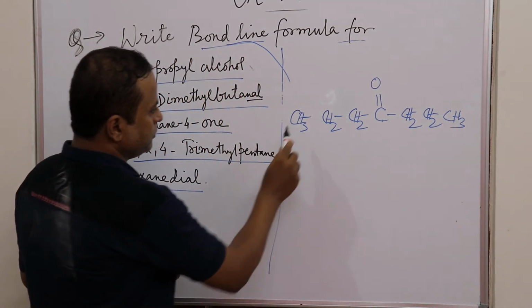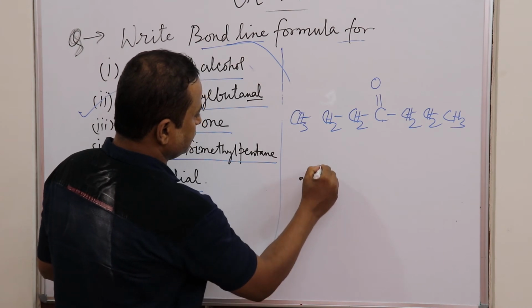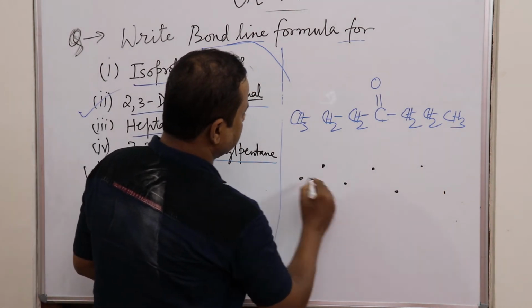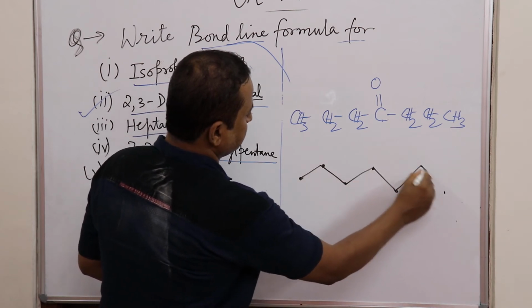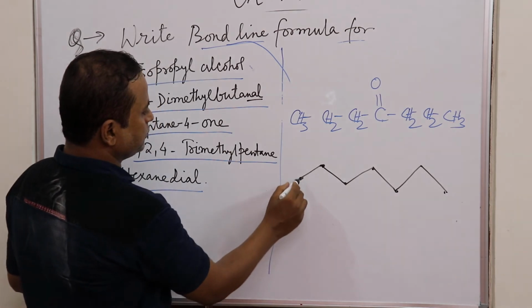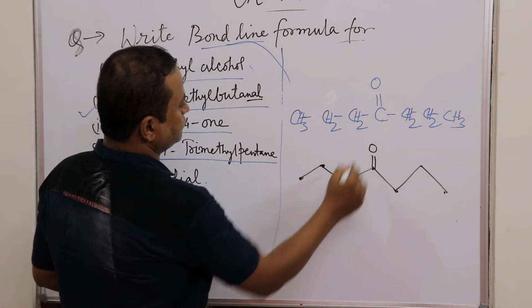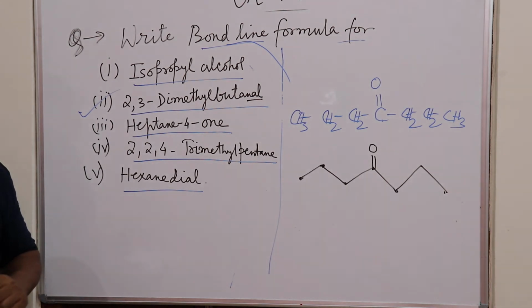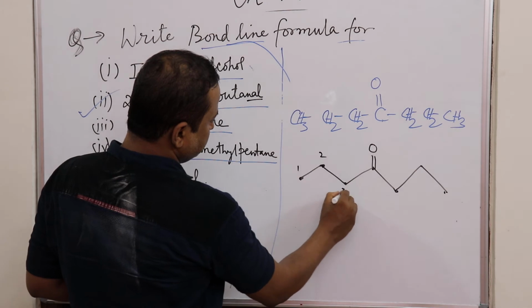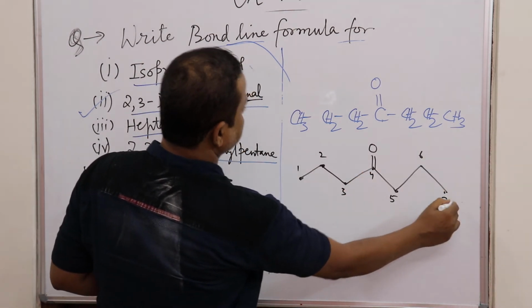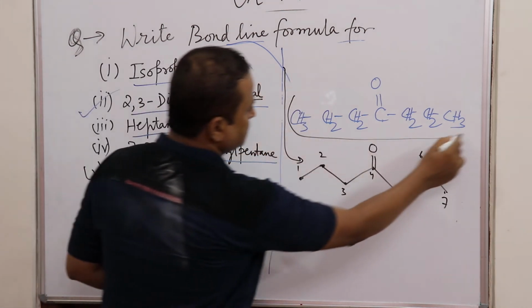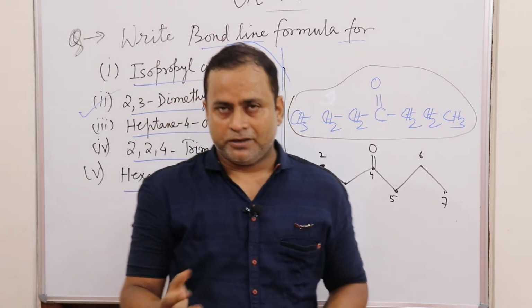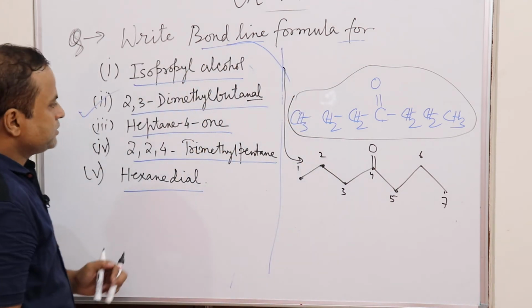From here, simple, you take 7 dots in zigzag fashion, bond line means zigzag, 1, 2, 3, 4, 5, 6, 7. You join them. Now at the 4th position, 1, 2, 3, 4, you put a double bond O. So this is the bond line formula of heptan-4-one. Let's check, 1, 2, 3, 4, 5, 6, 7. So your answer is this structure, not this. This we are writing so that we can easily draw the bond line formula. You are supposed to do this in rough and write the answer directly. Let's move on to the next question.